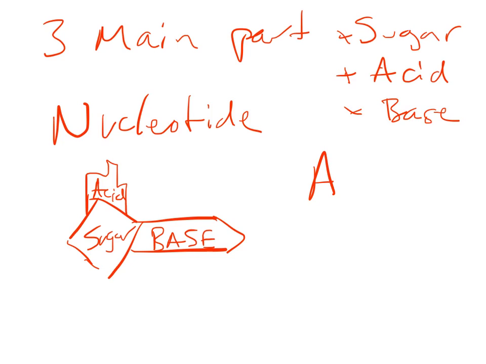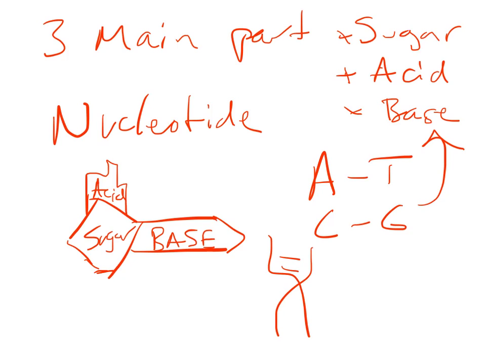We know that A always goes with T, we know that C always goes with G, and these are our four bases. And then we know that our nucleotides kind of bond together. The acids bond to the bottom of the sugar, the bases bond with each other, and they form this kind of twisted ladder thing that makes up deoxyribonucleic acid, DNA. This is DNA structure. That's what you need to know to get to the next part.